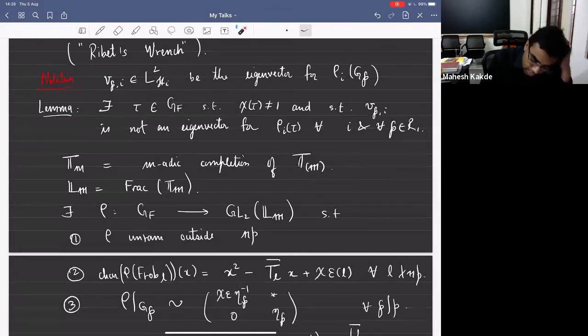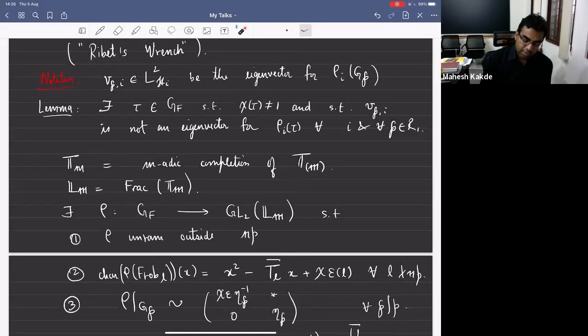So in Ribet's and Wiles's work, you just need this condition. You don't need the other condition. If you just need this condition, then it's very easy. You can choose something like complex conjugation. Tau is complex conjugation, and then chi of tau will be -1.